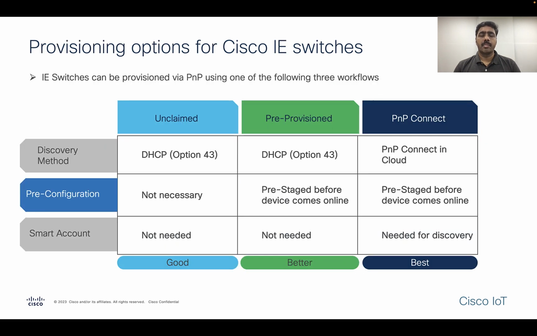Now that you have understood the plug-and-play feature, let's see what the 3 workflows provided for onboarding the IE switches are. The first one is the unclaimed workflow, which is the most common method used by customers. In this method, the network admin has to provide the IP address of the Catalyst Center using option 43 of the DHCP. The network admin later logs into the Catalyst Center, adds the device to the site, updates the software image, associates templates if there are any, and then claims the device.